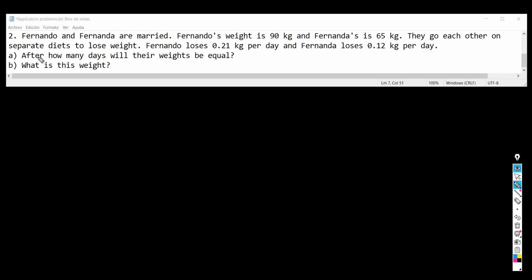First question, after how many days will their weights be equal? Okay, guys, so let's see. As you can see, Fernando is losing weight faster than Fernanda, and they will eventually reach the same weight because the speeds at which they lose weight are different.